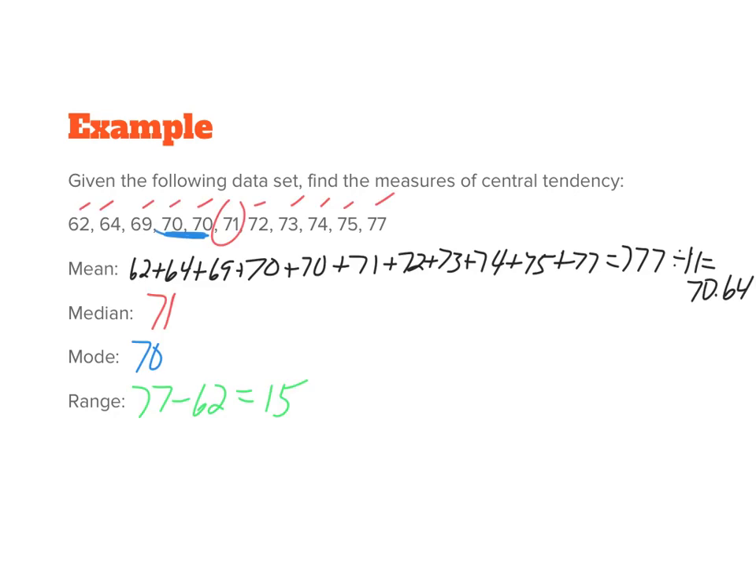So to find the mean, you add them all up and you should get a total of 777. Divide that by the number of values, which is 11, giving you an answer of 70.64. The median is the middle number. You should have gotten that as 71. The mode, the number that occurs more than once, is 70, and that's going to be the most. And then the range is our maximum of 77 minus our minimum of 62, which gives us an answer of 15.